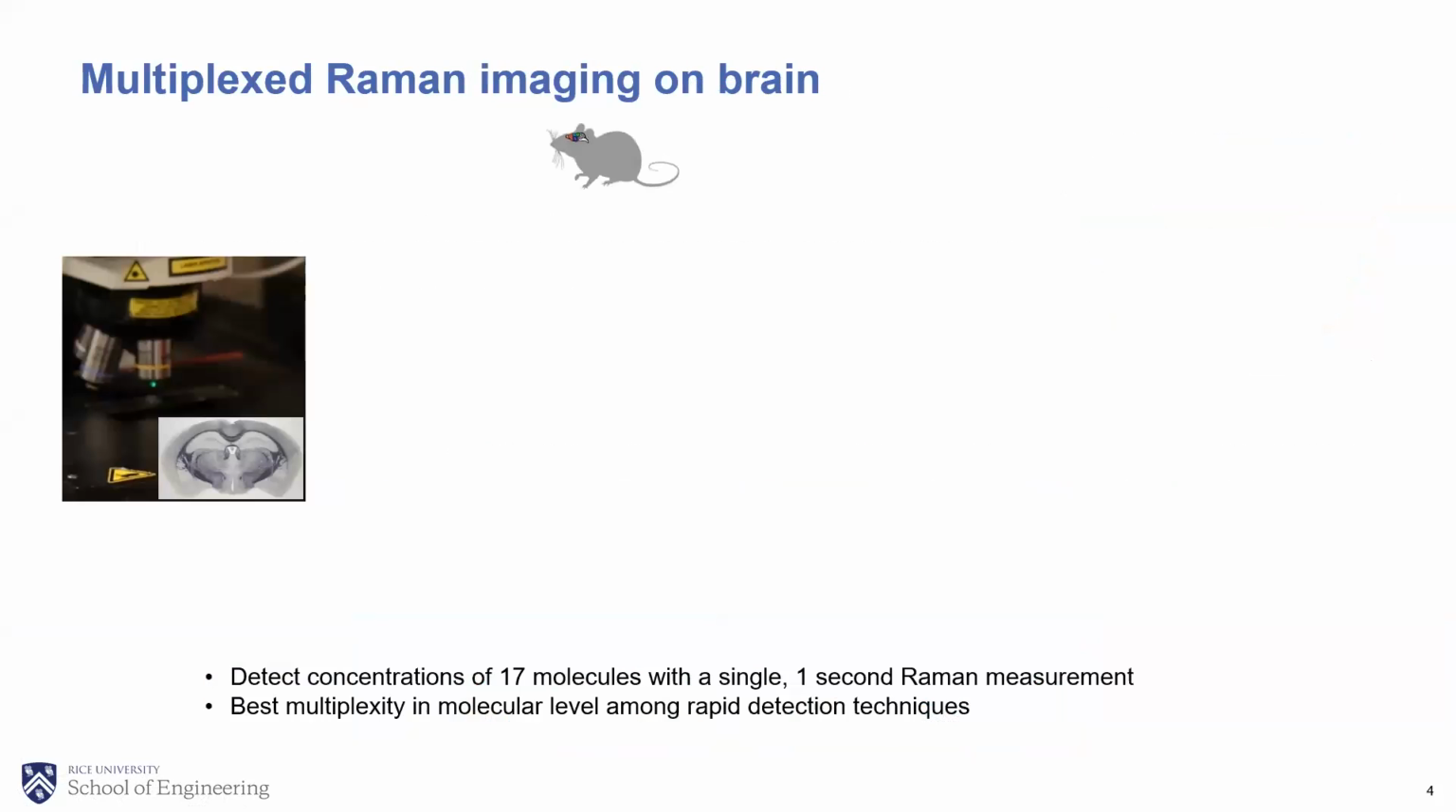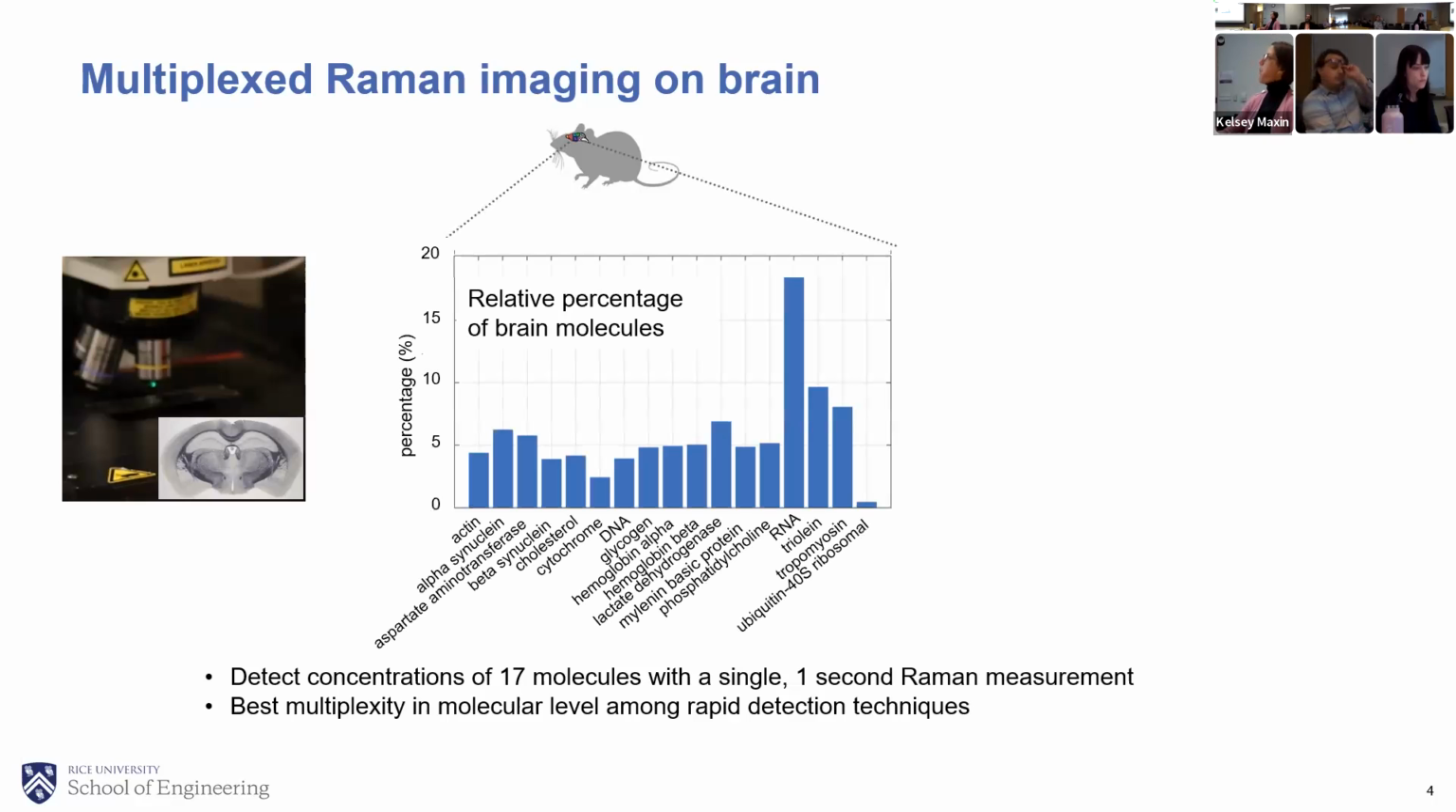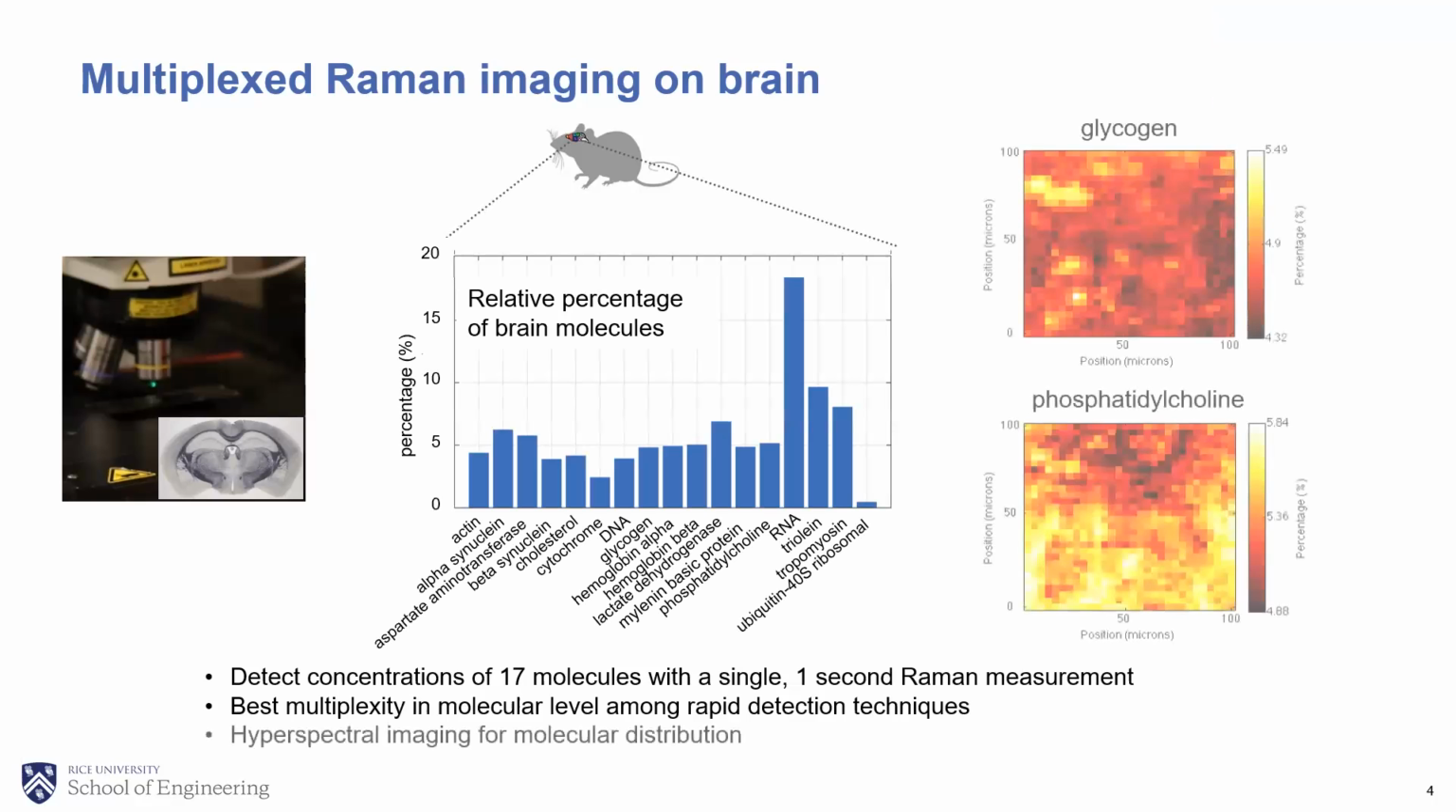So we then try to use Raman to demonstrate the high multiplexity. In this case, we use a sample of a mouse brain slice. We think it's complicated enough, and it can actually test the capability of Raman in detecting multiple molecules. So next slide.